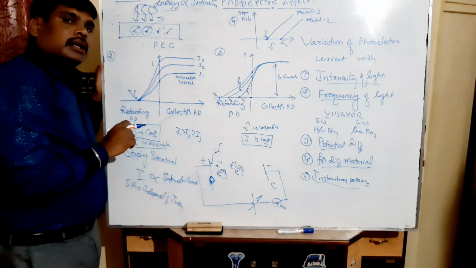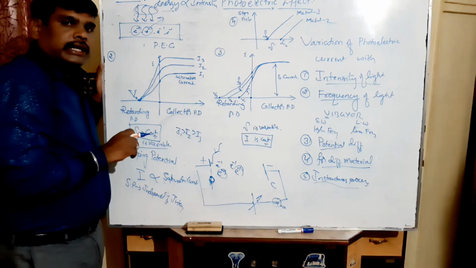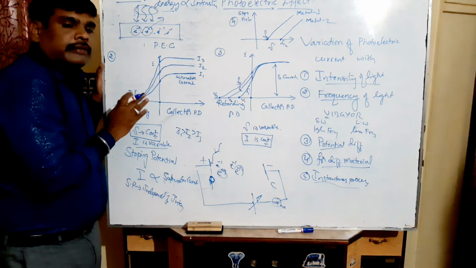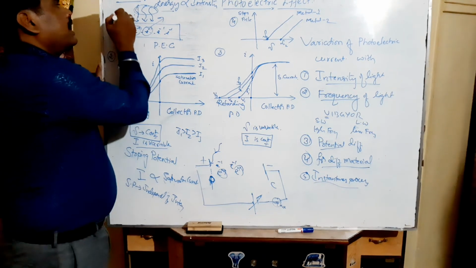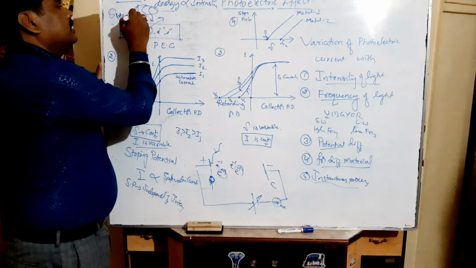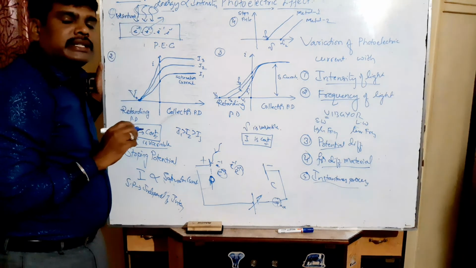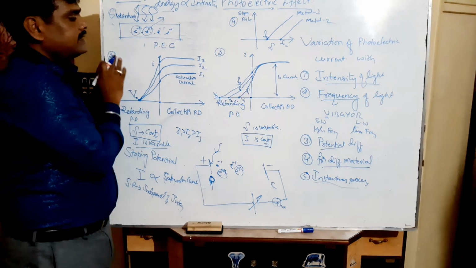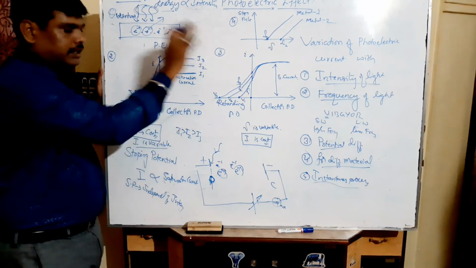That's why later on, in 1905, Einstein explained this photoelectric effect on the basis of the quantum nature of light. It means light is treated as a particle. With that, he successfully explained the photoelectric effect.